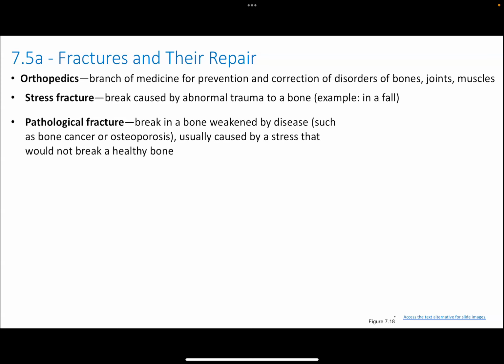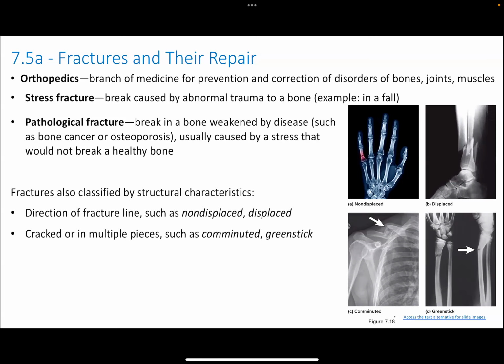A pathological fracture is a break in a bone that is due to the weakness of the bone from a disease. So if you have osteoporosis or a bone cancer, that can weaken the bone so that a stress fracture would normally occur. Then with that weakened bone, it's actually going to break the bone in this case.